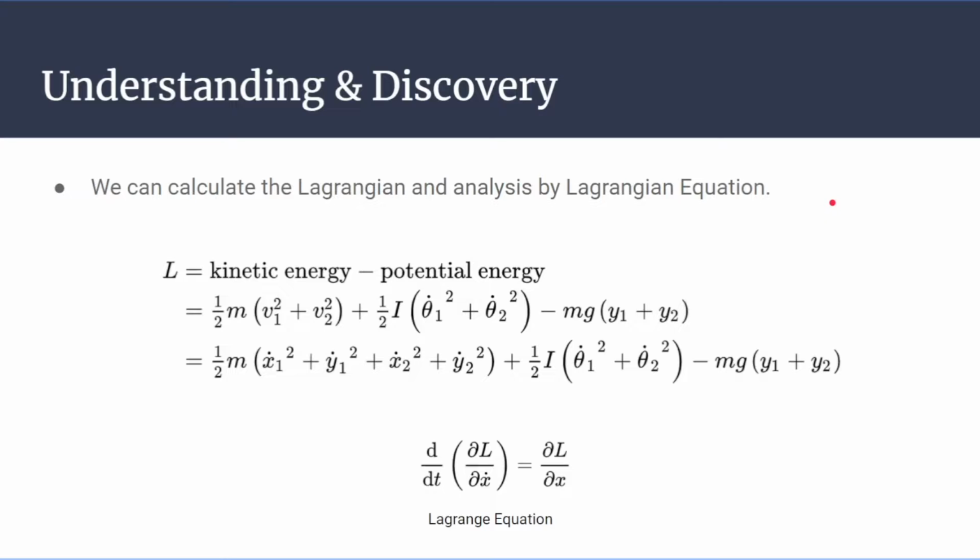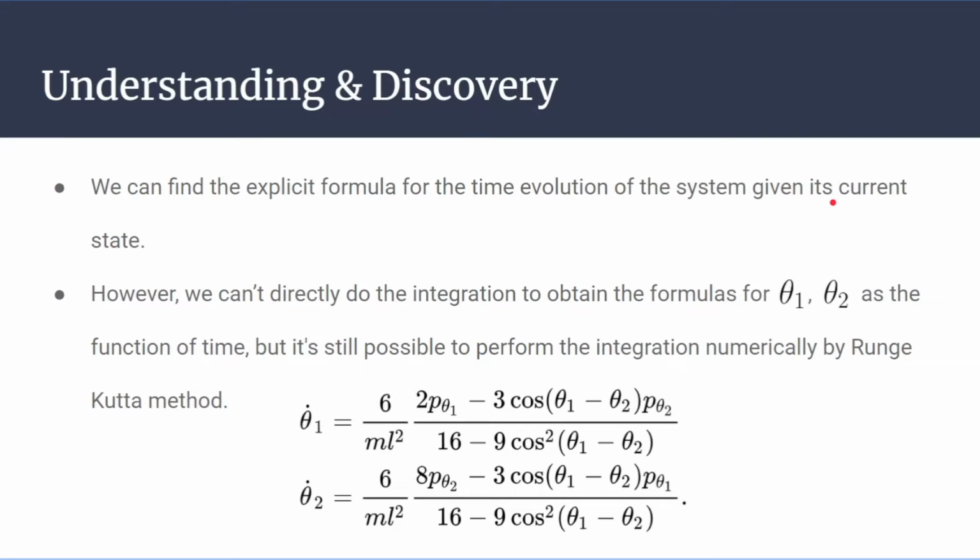And the potential energy of the system is the mass times the gravitational constant and the height of the mass point. Then we can yield a function of time to the positions of the mass point by solving these Lagrange equations below here. Okay, so by the above derivation, we can find the explicit formula for the time evolution of a system given its current state. The below equation is a solution by the derivation.